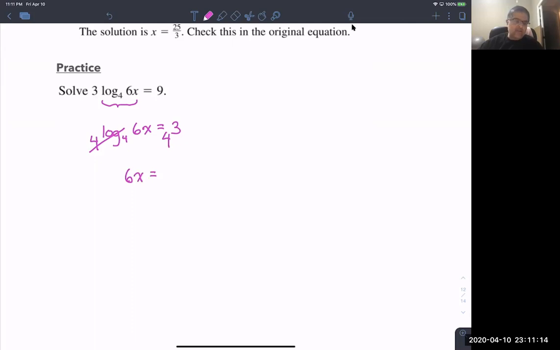And 4 cubed in your calculator should give you 64. 4 times 4 is 16. 16 times 4 is 64. So 6x equals 64. x equals 64/6. We can reduce 64/6 because both the numerator and denominator are divisible by 2, and that gives me 32/3.